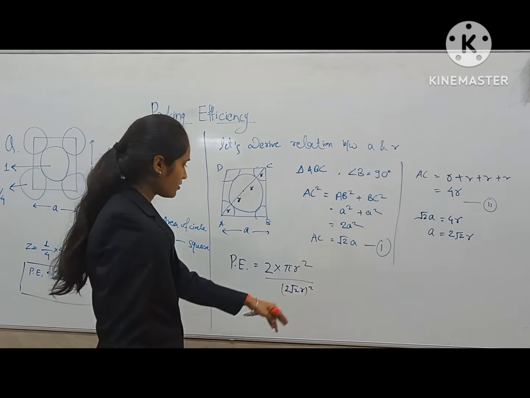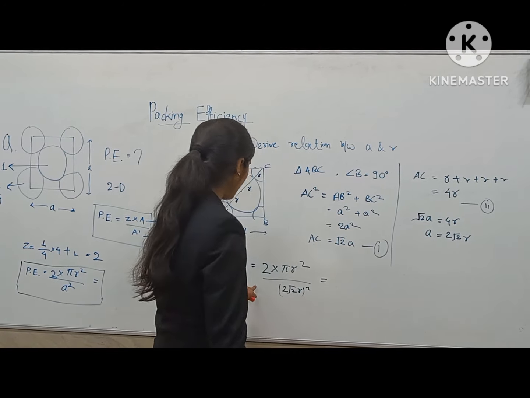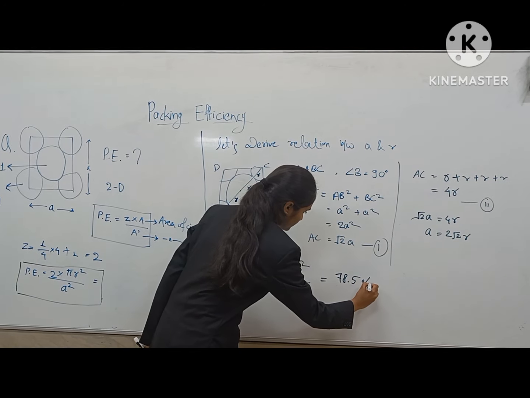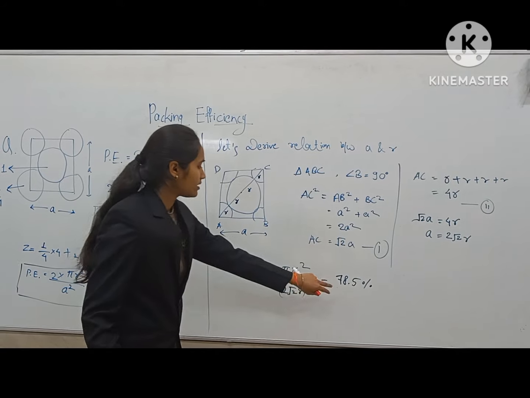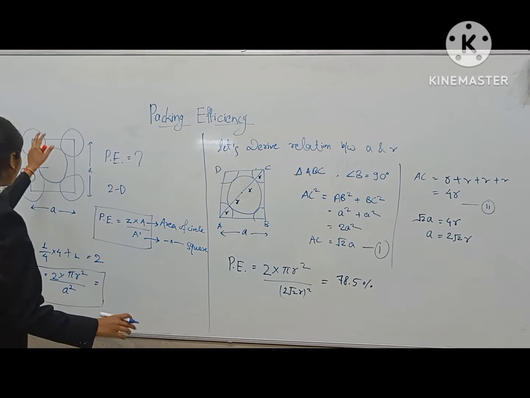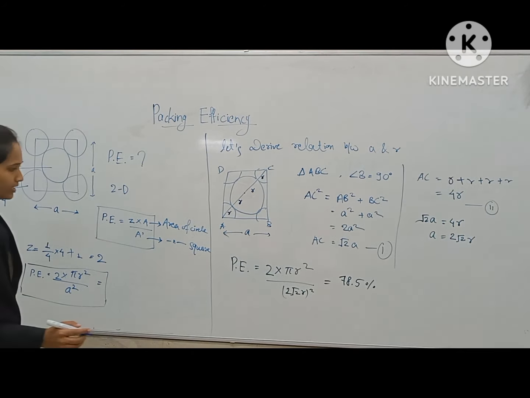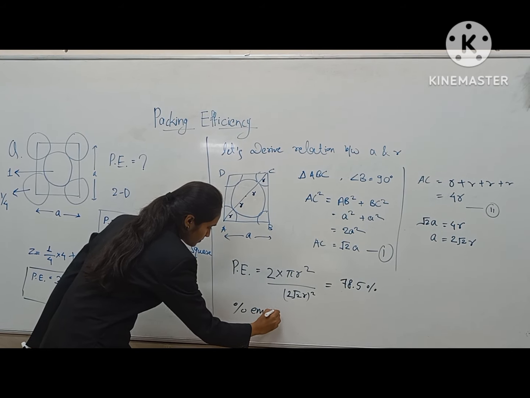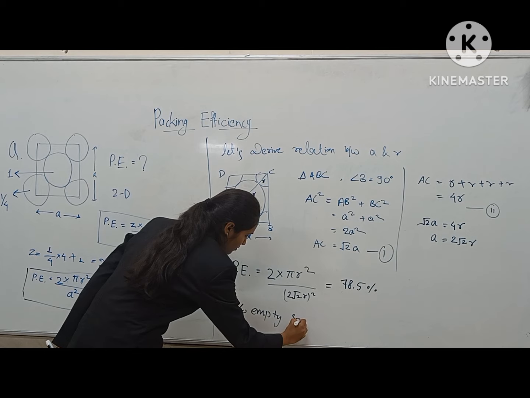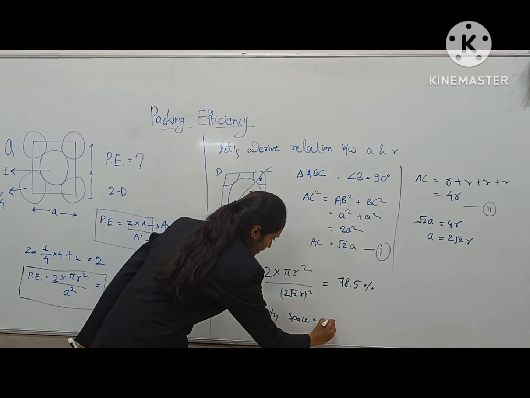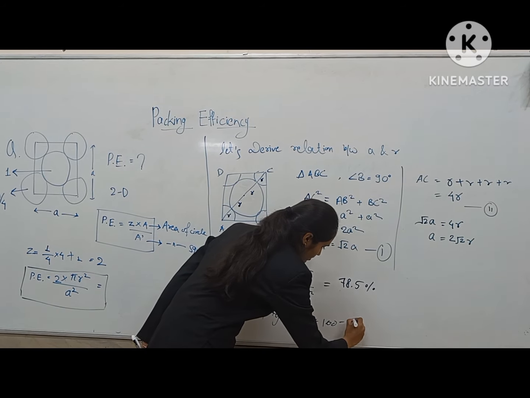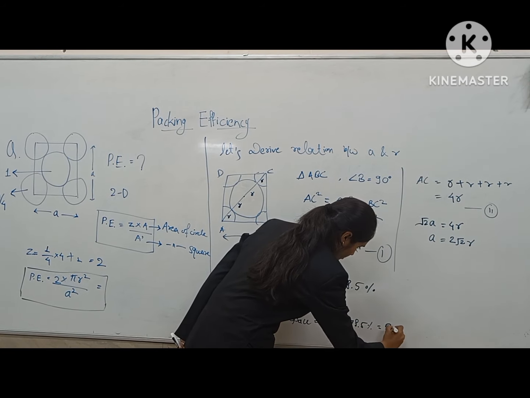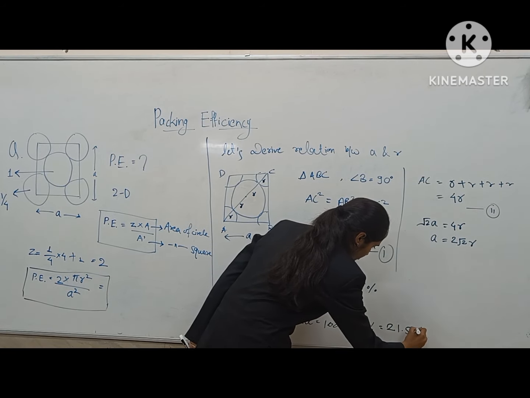After solving this, we will get the value 78.5%. It means 78.5% of the square is filled by the circle and the remaining empty space will be 100 minus 78.5%, which is 21.5%.